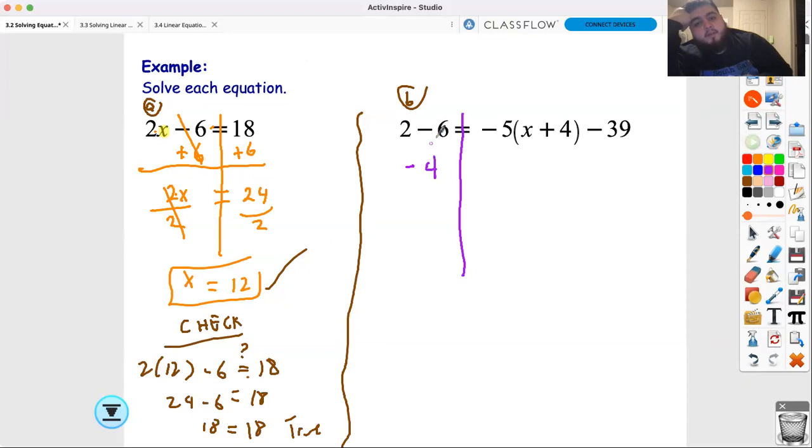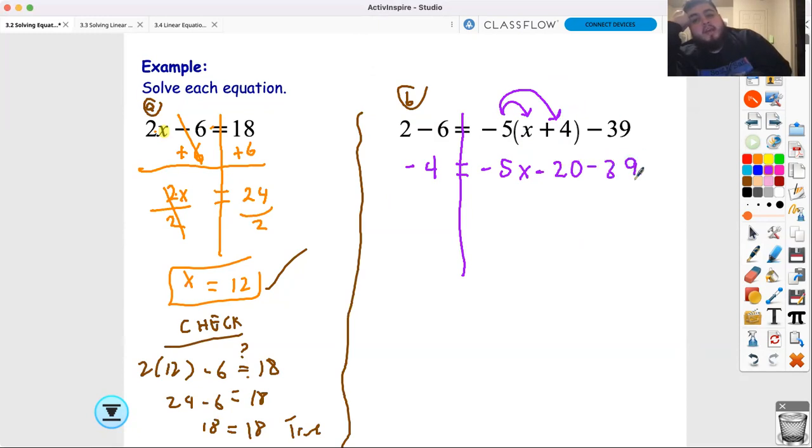That's correct. Equals. Now we have to go ahead and distribute this -5 to the x and to the 4. Now class, do I have to put the 5 with the -39? Yes or no? Why or why not? No, that is correct. We do not. What's the reasoning behind that? Because it's not inside the parentheses. Excellent job. So then it'll be -5 times x is -5x. -5 times 4 is -20.